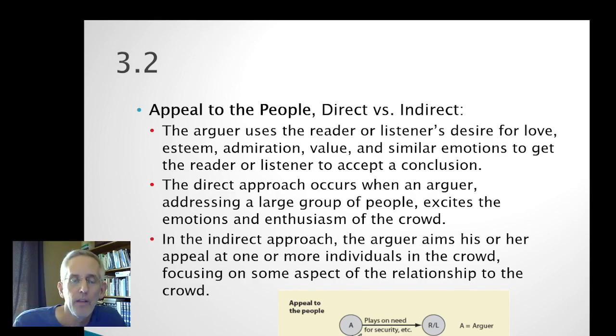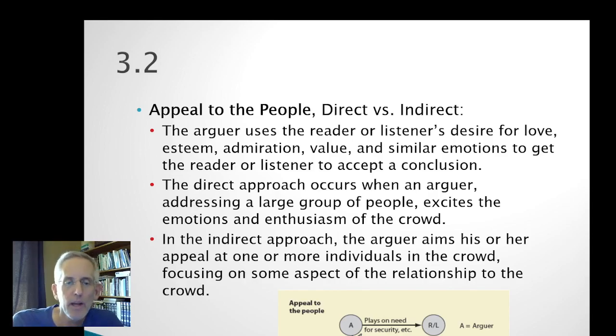Okay, so the general idea here is that the arguer uses the reader or listener's desire for love, esteem, admiration, value, and similar emotions to get the reader or listener to accept a conclusion. So instead of offering an actual argument with evidence in favor of the particular conclusion, they're trying to get the person they're trying to convince of the conclusion to feel a particular way based on their need for love or self-esteem or admiration, value, and so on.